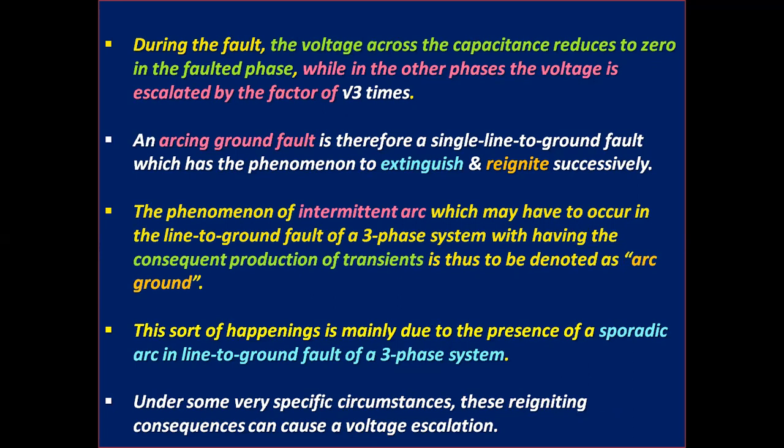The phenomenon of intermittent arc, which may occur in the line to ground fault of a three-phase system with the consequent production of transients, is thus denoted as arc ground. Again, I repeat, the phenomenon of intermittent arc which may occur in the line to ground fault of a three-phase system with the consequent production of transients is thus denoted as arc ground.